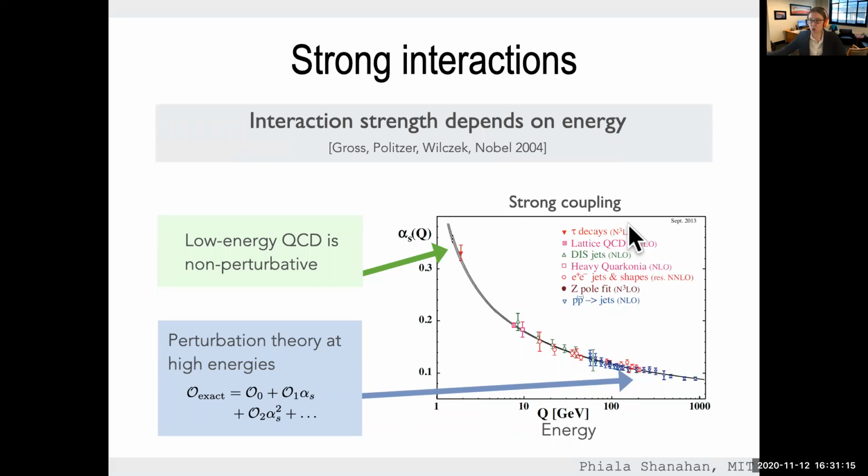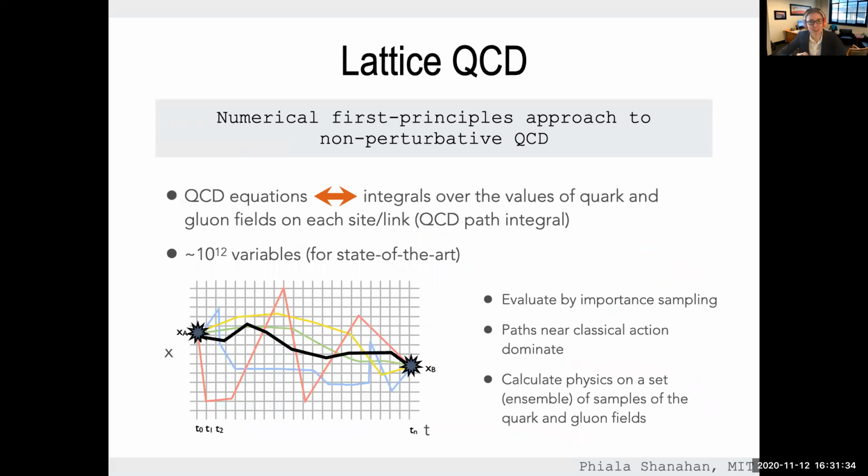So here we have the strong coupling constant. On the horizontal axis is energy. And as we come to the left here, to low energies, the coupling strength grows. And what that means, of course, is that you can't expand in powers of that coupling strength. You can't do a perturbative solution. So we need to do something non-perturbative, and that's where lattice field theory comes in as the only known systematically improvable way to study the strong interactions from first principles.